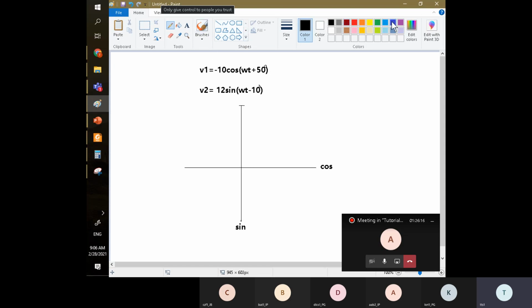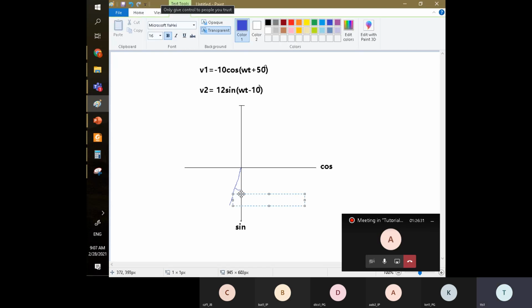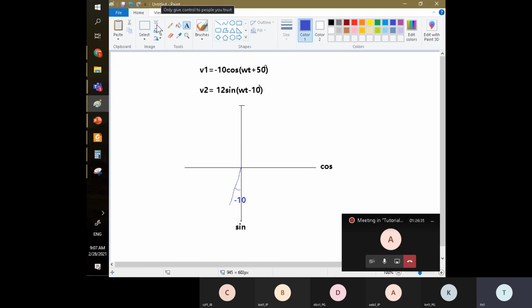So V2 is here. Let's use the blue color. V2 is here. This is the length. The length is 12, right? So this minus 10 here. Minus 10 degree. Okay. It's not easy to write a small circle. Minus 10 degree here. This is V2.